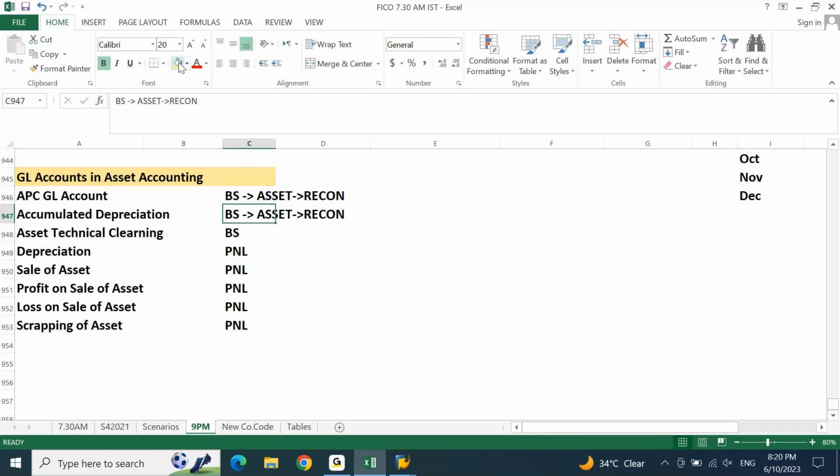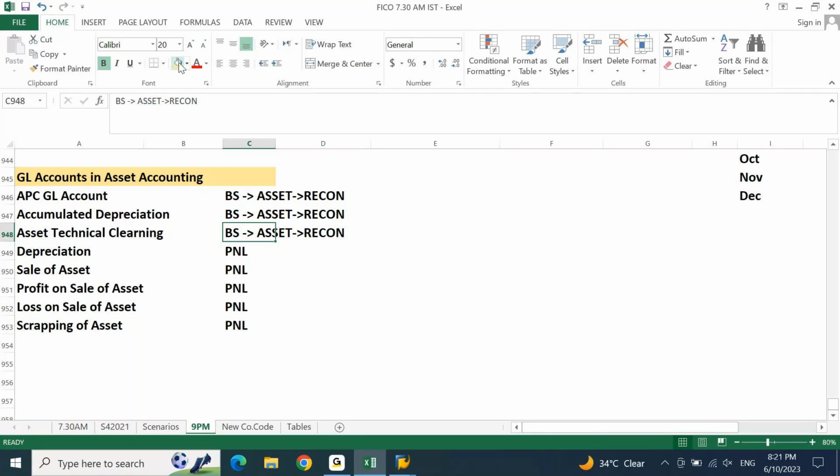Yes, sir. What about the asset technical clearing account? It's a liability. The technical clearing account you can also create under the balance sheet asset reconciliation account.